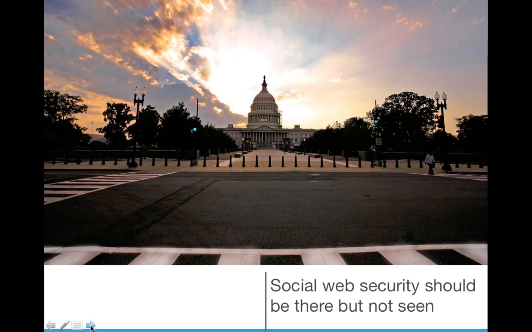The other critical piece is that when you actually do put this in place, it shouldn't be like some of the web security that's out there, the silly numbers that we have to put in to log into a site to make sure it's a real person. Well done social web security should not be seen, but it should still be there.